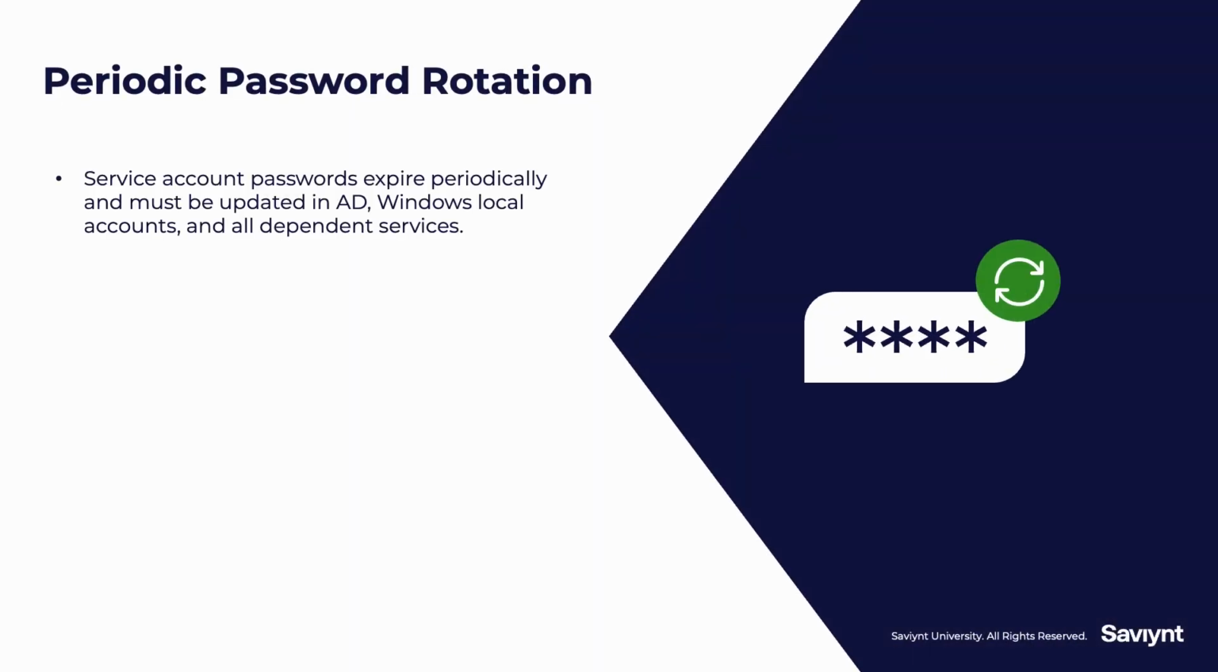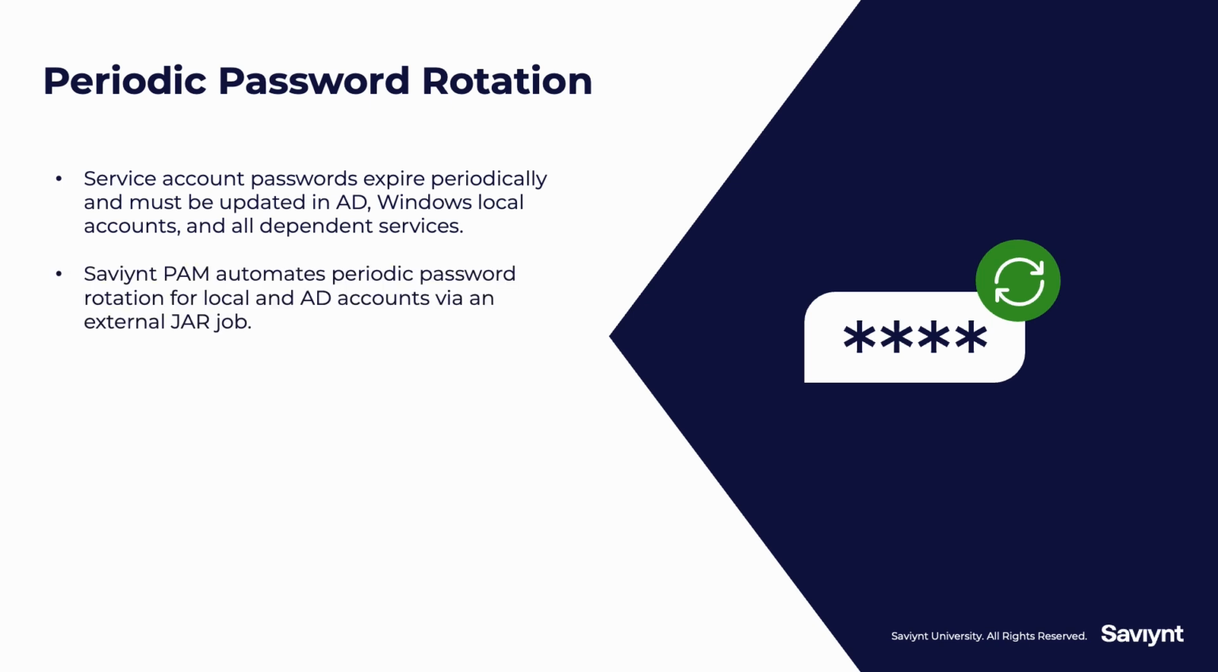Service account passwords, whether for Active Directory, domain, or Windows local accounts, typically expire after a defined period. When these passwords expire, all the dependent services, such as Windows services, IIS application pools, or scheduled tasks that rely on those accounts, also fail to authenticate, leading to service disruptions. Hence, regular password rotation across all dependent services is essential to maintain both security and operational continuity.